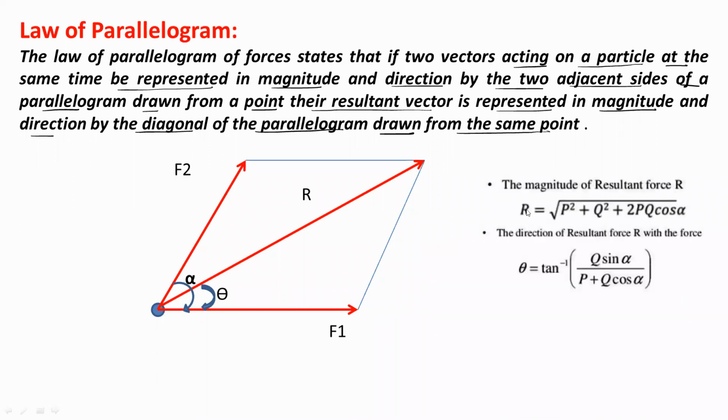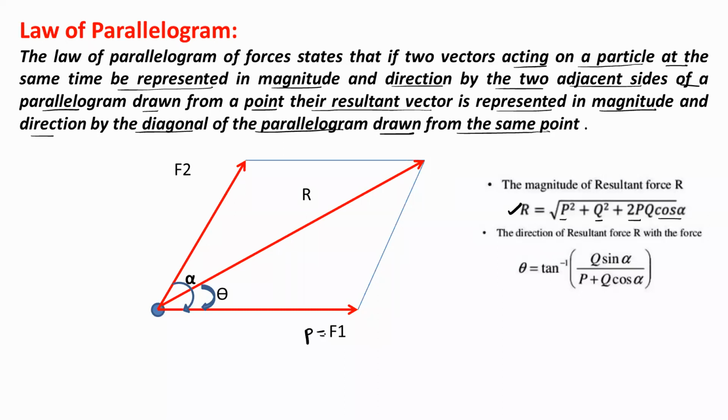So this is the formula for the resultant magnitude, and this is the angle theta. So R, that is the resultant magnitude, we can represent as square root of P square plus Q square plus 2PQ cos of alpha. Okay. So what is P and Q?